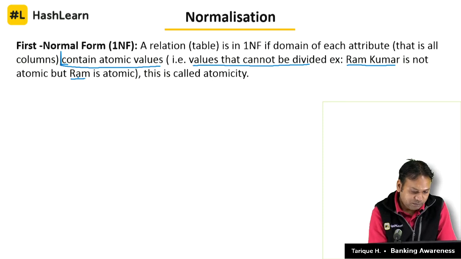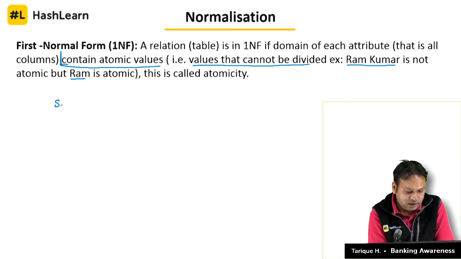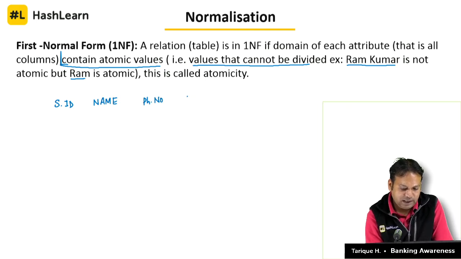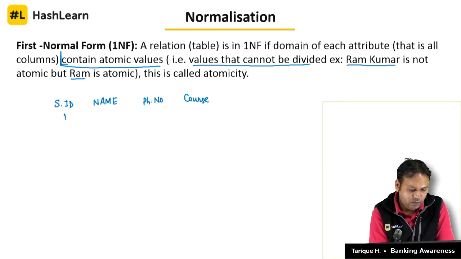So what happens? Suppose we had a table like student ID, name, and then we had phone number, and we had something like course, and in this we had student ID 1 and the name of the person was Ram Kumar.